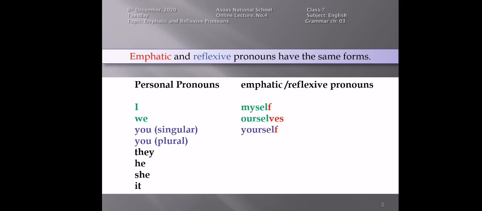For I we use myself, for we use ourselves because it is plural, therefore you will be using VES at the end. And so far as you is concerned, if it is singular, use yourself, and if it is plural, use yourselves. Themselves will be for they, and similarly for he himself, for she herself, and for it itself are the reflexive or emphatic pronouns used.